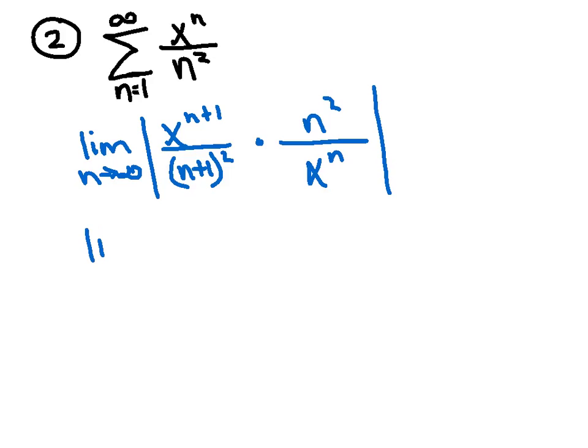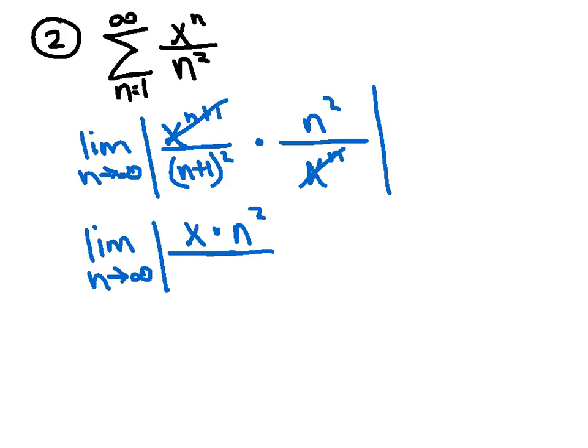Now we're going to try to clean this up a little bit, and there's not actually a whole lot we can do. If I cancel these two terms, I get just an x to the first power on top, but then I can't really cancel the polynomials, and I just get x times n squared all over the quantity n plus 1 squared. And foiling that one out really doesn't help us.